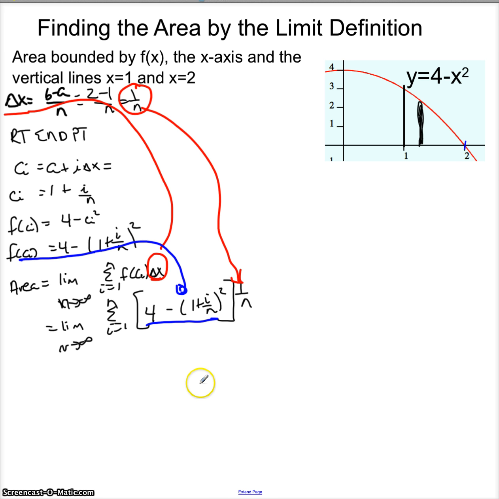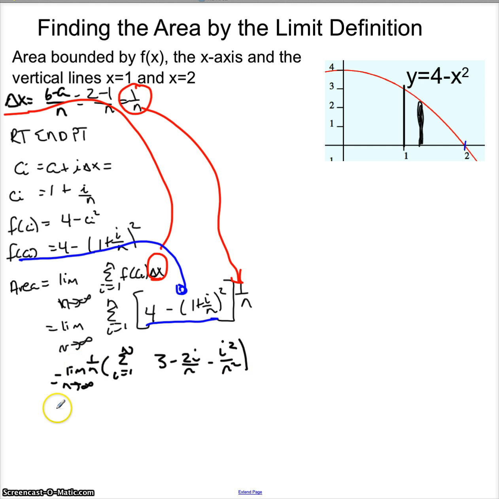Now, it's just a matter of multiplying this ugly thing out. So this becomes the limit as n approaches infinity of the summation i equals 1 to n. I'm going to pull out 1 over n out here, and simplify this: 3 minus 2i over n minus i squared over n squared.